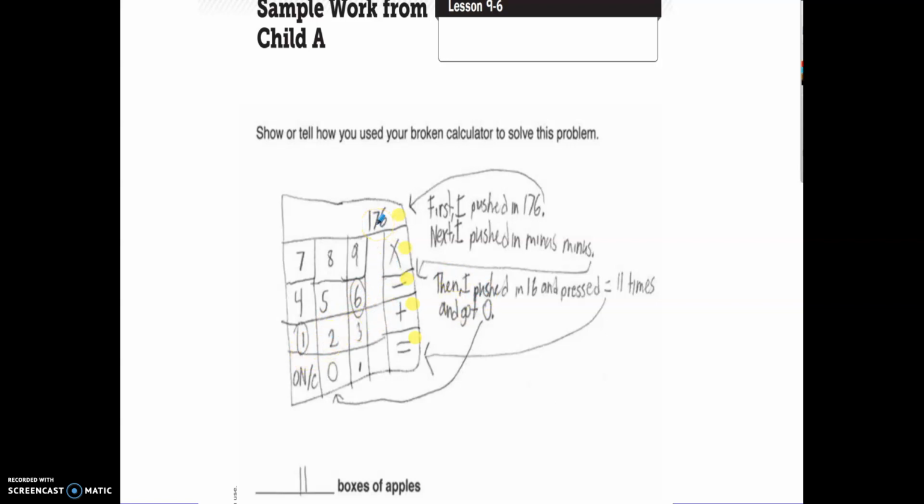So they started at 176 and they subtracted 16 because they're taking 16 apples away, and they kept subtracting 16 until they got to 0, and they said they pressed it 11 times. So they came up with 11 boxes. Pretty clever. Let's look at the next student.